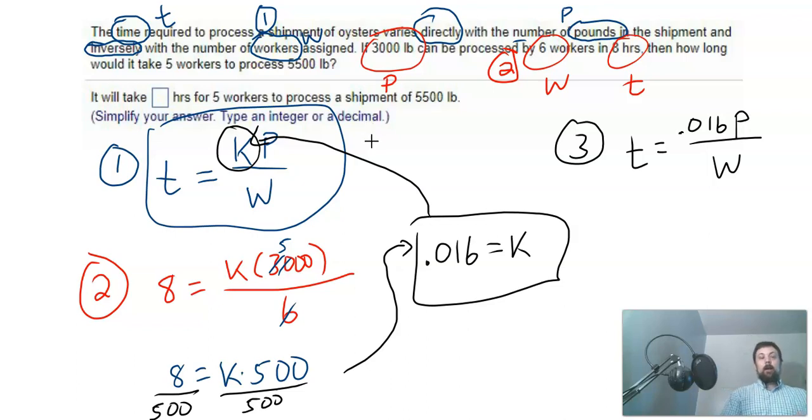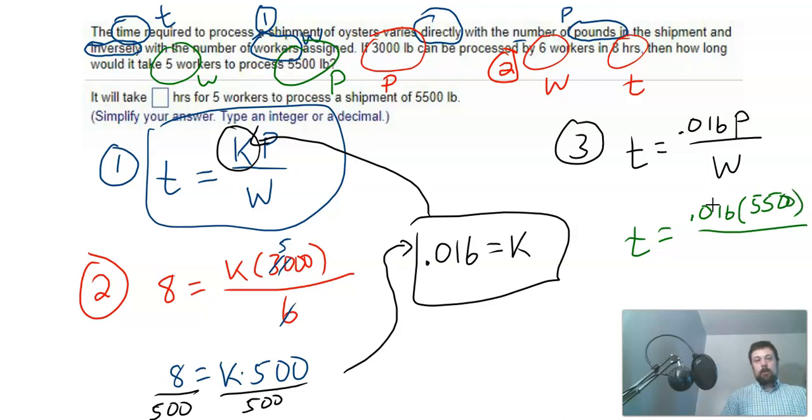And they do have a question. How long would it take for 5 workers, so that's W, to process 5,500 pounds? That's P. And we're looking for T. So we'll plug those numbers in. T equals 0.016. The number of pounds is 5,500 over the number of workers, which is 5.